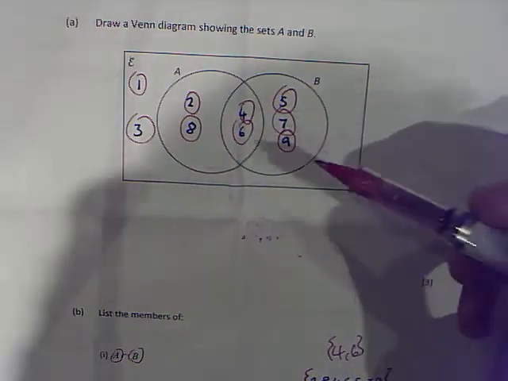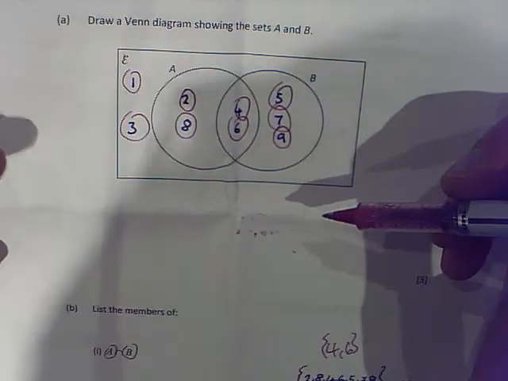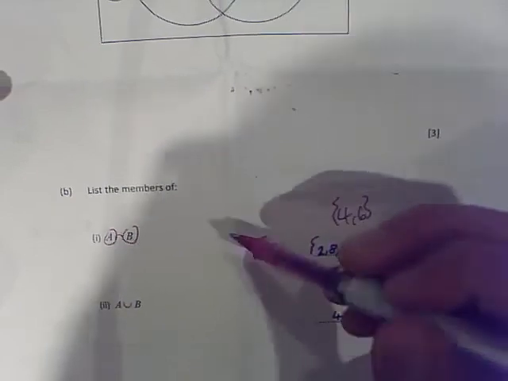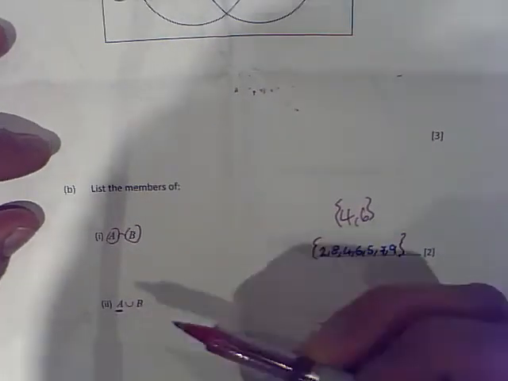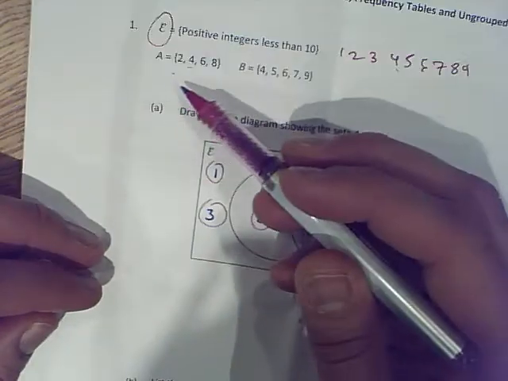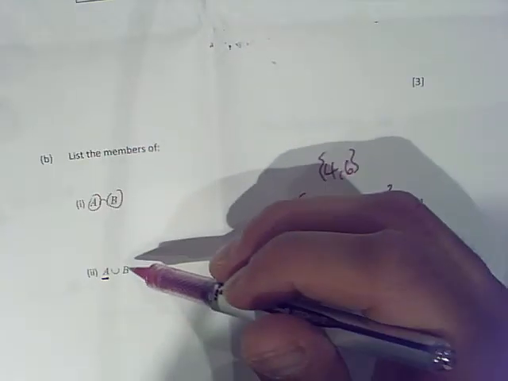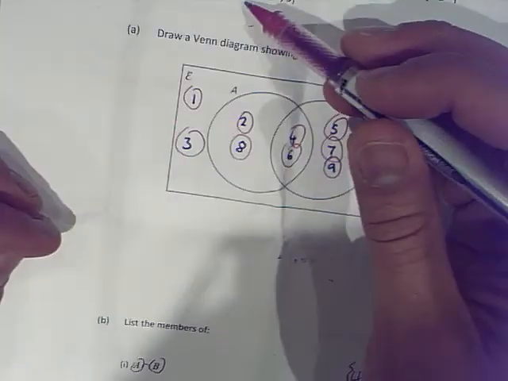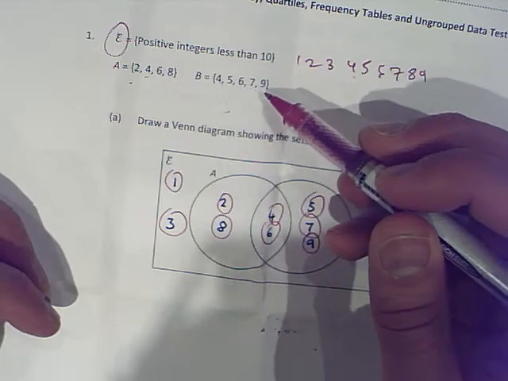Now, I say circles, slightly misleading because obviously when you get into complement it gets more confusing. So just remember for union, everything that fits rule A is in, so 2, 4, 6, 8 are in. And then everything that's in B is in as well. So 4, 5, 6, 7, 9 are in.